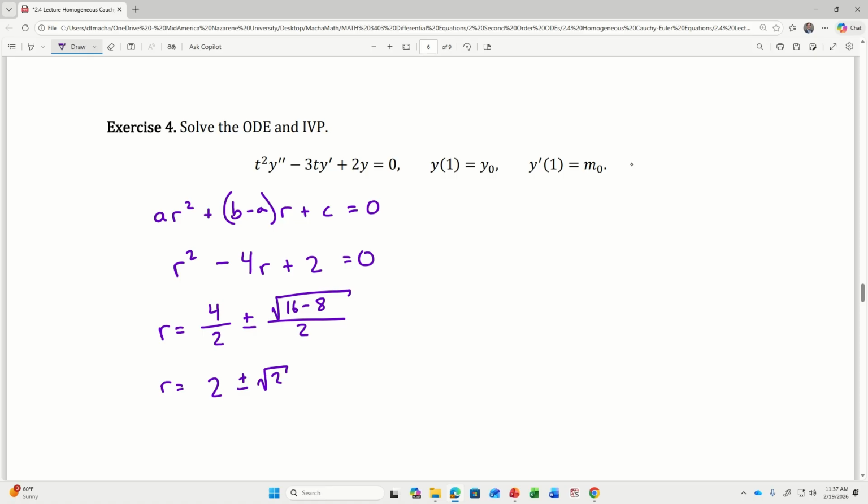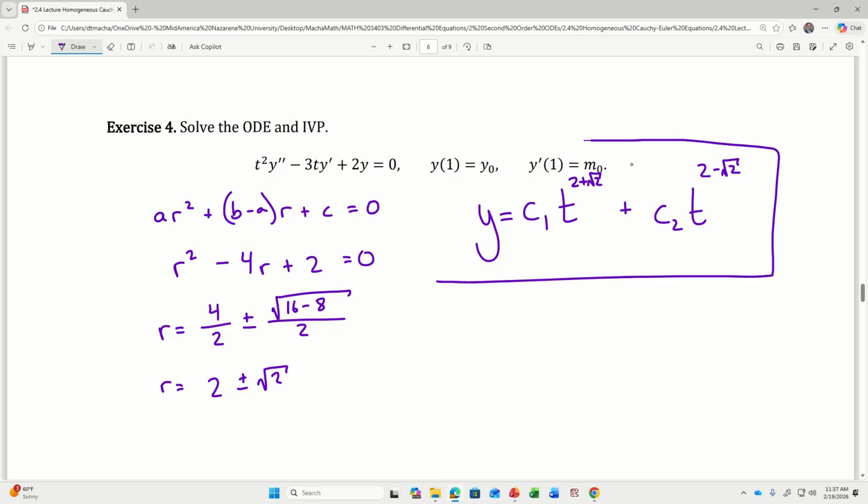But anyways, this is going to give me two distinct real values of r. And so I can write our general solution as c1 t to the power 2 plus square root 2 plus c2 t to the power 2 minus square root 2. And that's the general solution to this ODE.